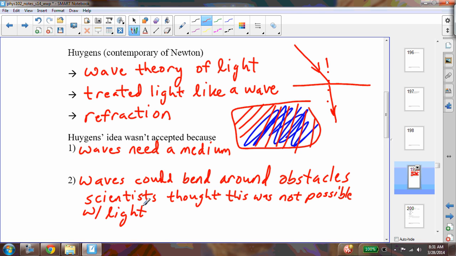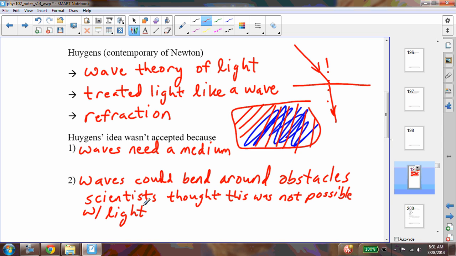And we'll see later where we actually do get light to bend around an obstacle in a way, and we'll deal with that in the next chapter, or actually two chapters from now. Okay, so these were genuine beefs with Huygens' principle. Also, it didn't help that Newton was basically a rock star of the 17th century, and Huygens was relatively unknown, or at least not as popular as Newton.